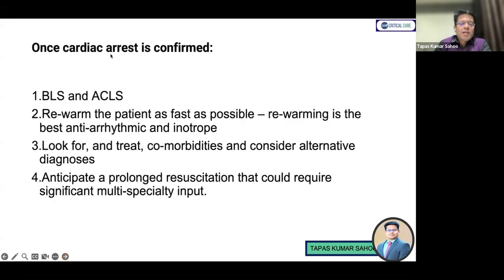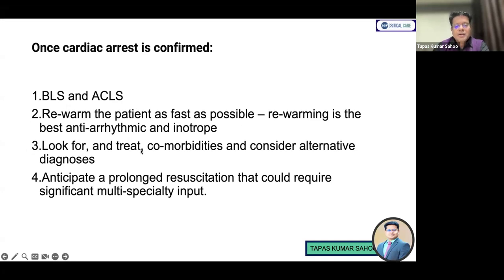Now, once the cardiac arrest is recognized, you have to start with BLS and ACLS, and rewarm the patient as fast as possible, and rewarming is the best antiarrhythmic and inotrope. So if you always try to give adrenaline or atropine or any other inotrope thinking that the patient will be reverted back, it is not going to happen. Rewarming is the best antiarrhythmic and inotrope when the patient is having profound hypothermia and cardiac arrest.